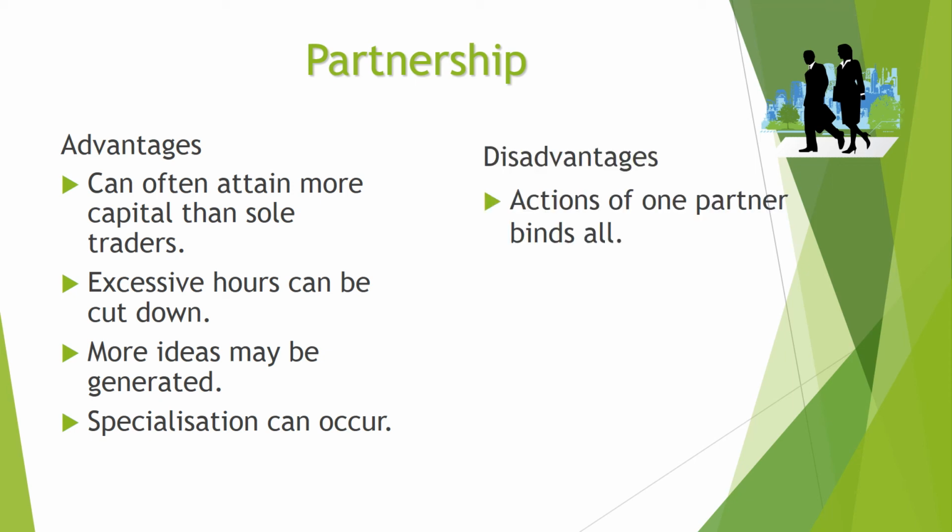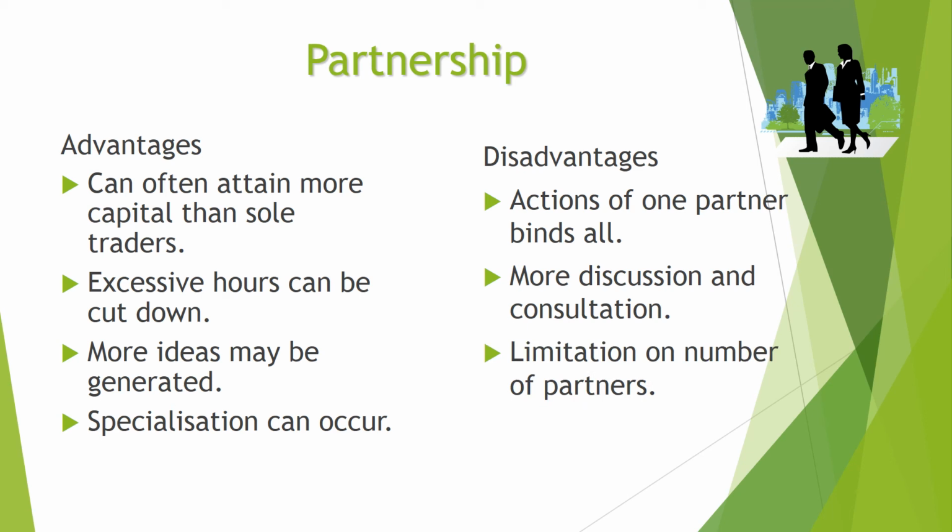Disadvantages, however, the actions of one partner binds all. So someone can make a really poor decision and you're all in it together, which can be a problem. More discussion and consultation. So, decisions are not really made all that quickly because you maybe have to chat about things first among yourselves and come back with some ideas. So it takes longer for decisions to be made through this extra discussion. And there's a limitation in the number of partners. You can only have up to 20 partners for most partnerships, so you can't get any bigger than that.